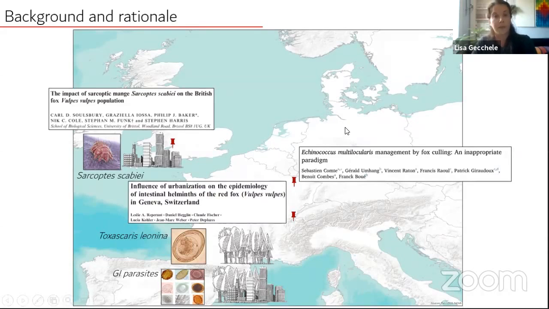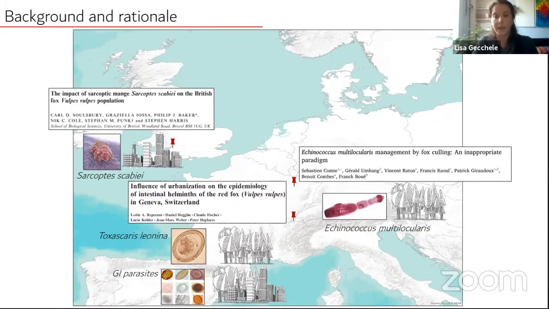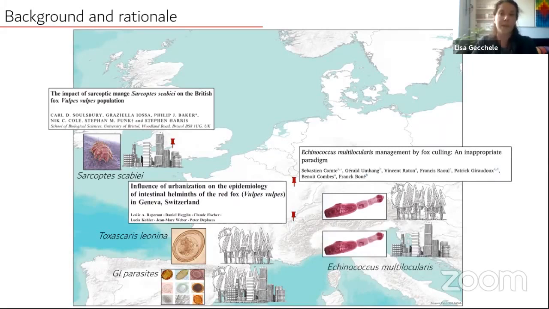And they looked at the prevalence of Echinococcus multilocularis, which is one of the highest zoonotic threats in Europe at the moment. It's quite serious and causes a pretty serious disease called alveolar echinococcosis. So it's very, very much studied. What they found was that the prevalence of Echinococcus was lower in urban areas, but also higher. They actually looked at two different towns and found contrasting results.